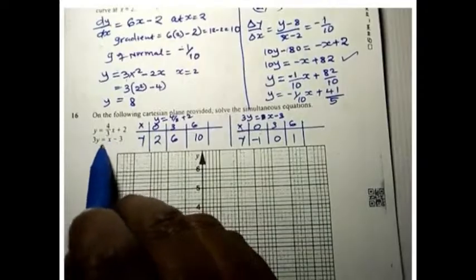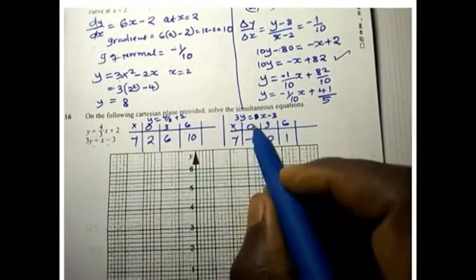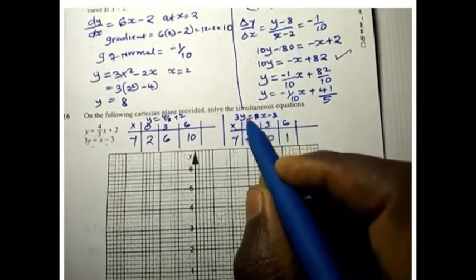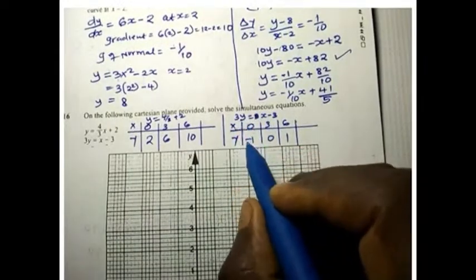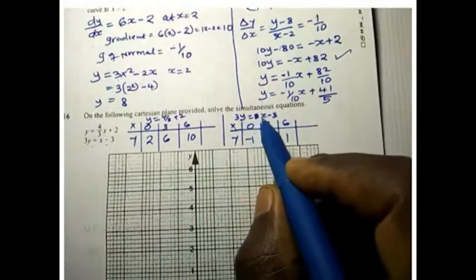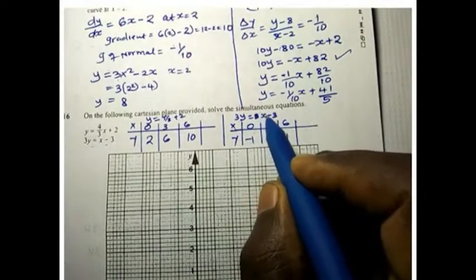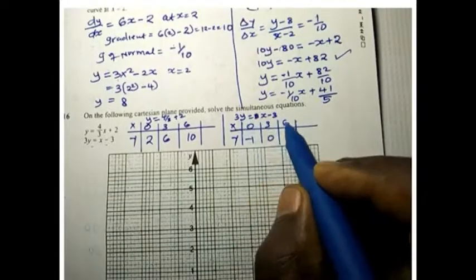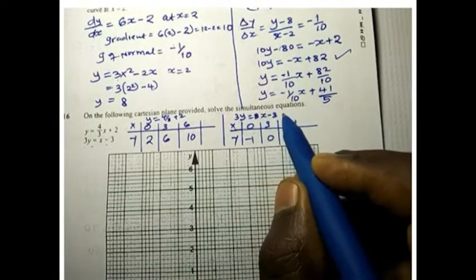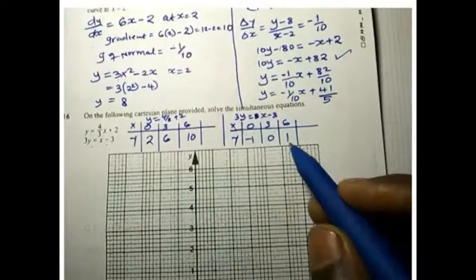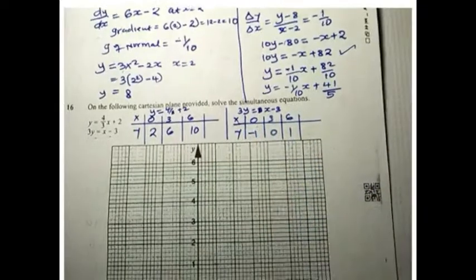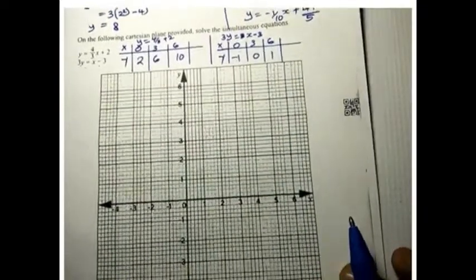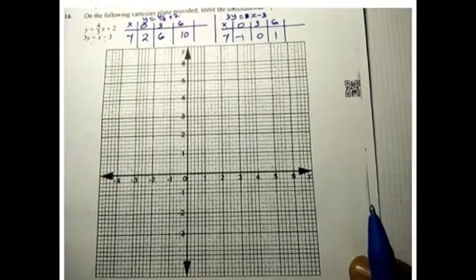For this line, you can also start when x is 0, y is going to be negative 1. When x is 3, 3 minus 3 is 0, so y is going to be 0. When x is 6, 6 minus 3, the answer is going to be 3. So we are going to use these coordinates to draw the graph on the Cartesian plane provided.